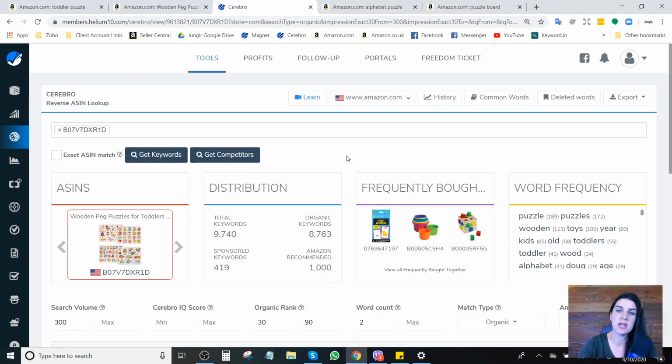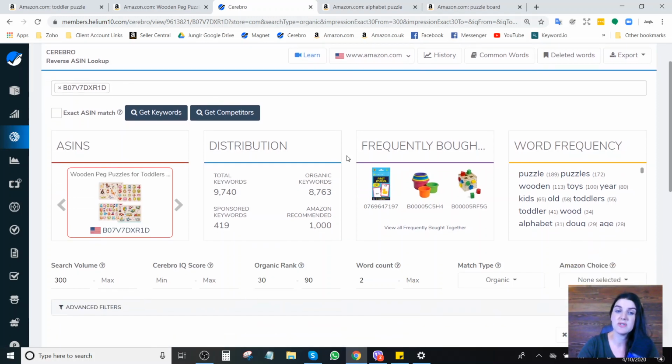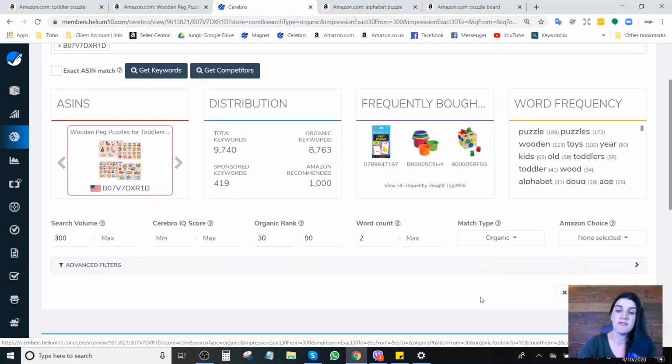In addition to looking at the search term report, that's definitely a good place to find any potential ranking targets for your advertising. But using Cerebro or any reverse ASIN lookup tool, I like that you can put these specific parameters here inside Cerebro, filtering through the list.